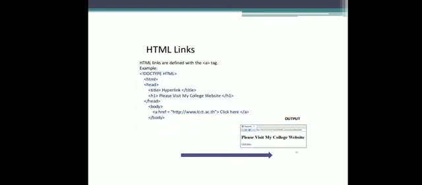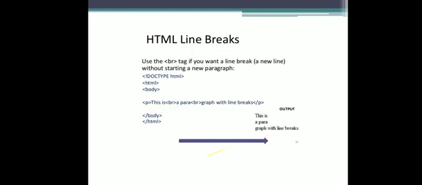Next, HTML links. Suppose you want to link from one web page to another web page. That can be done by using the href attribute, which is mainly used to link web pages. In this output you can see that if you click here, it will open another web page. Next, HTML line breaks. If you want to break the lines in a text, then we can use a paragraph as shown in this example. So this is how the output will be displayed.